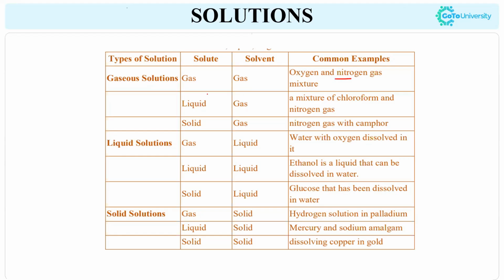For example, if the solute and solvent are gases, the oxygen and nitrogen gas mixture is a best example. So those kind of examples also we have to know. Then coming to the solid solutions, we have again three types, right? So in case of gaseous solutions, the solvent will be always gas and the solute will change, like it will be gas or liquid or solid. And coming to the liquid solutions, the solvent will be liquid and the solute will again change. If you come into the solid solutions, the solvent will be the solid and the solute will be again different. So this is the classification.